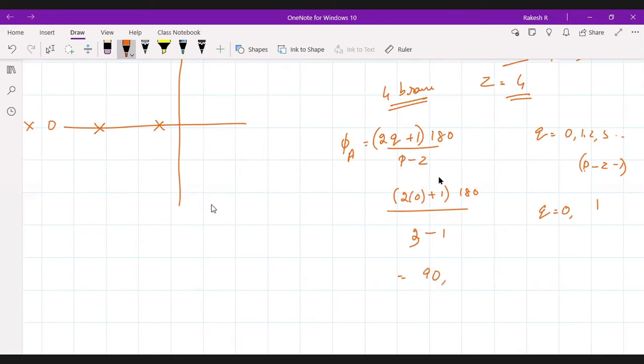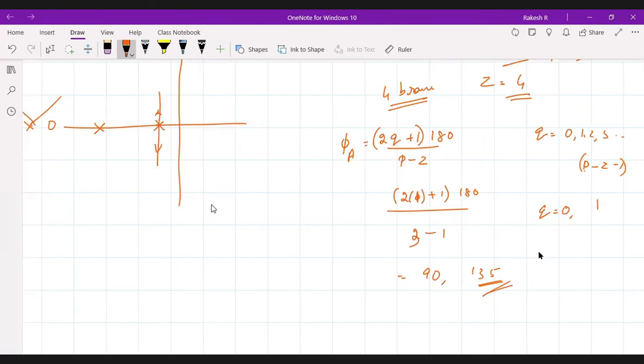First will be 90. And when you substitute 1, 2 plus 1 is 3, 3 into 180 divided by 2, you might get some value, let us say 135 or something. So when you get these two values, one is 90 degrees: the root will be starting at 90 degrees, going like this or like this. And the other will be 135 here, going at that 135 degree angle on that side. This is what you need to find out here.